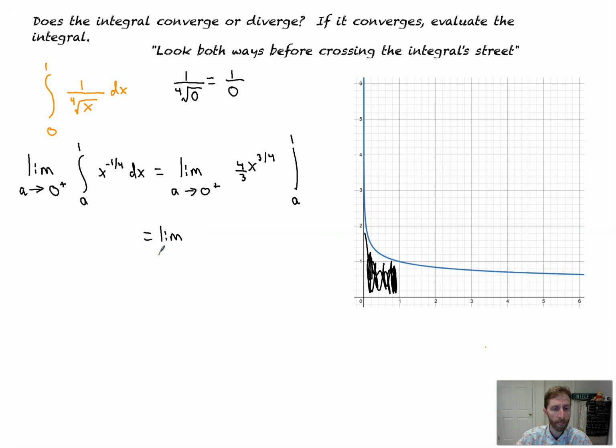So that's the limit as a goes to 0 from the right side of 0. We're going to evaluate in 1. So that's 4/3 times 1 to the 3/4, minus, just the first fundamental theorem, minus 4/3 a to the 3/4. Now, from here, we evaluate 0 from the right into that. So we're going to end up with 4/3, because 4/3 times 1 to the 3/4 is just 1, minus 4/3 times 0 from the right side. 0 to the 3/4 is still 0, times that is 0. So our answer is 4/3.